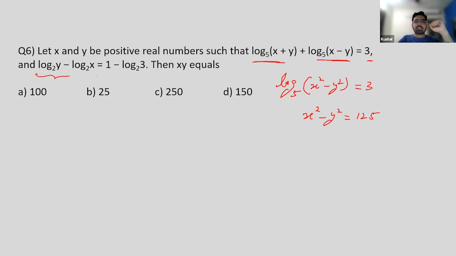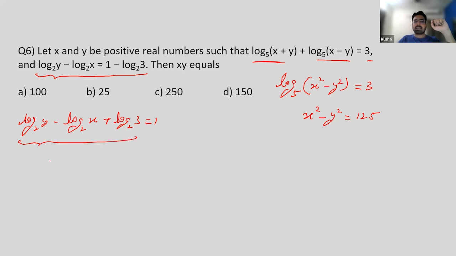Now let's look at the second equation which is given to you. Log base 2 y, log base 2 x, and log base 2 3. Can I take everything on one side and then try to think about it? What we will get? Log of base 2 y minus log of base 2 x plus log of base 2 3 equals 1. Can I combine this entire side like this, which is log of base 2, 3y divided by x to be equal to 1.